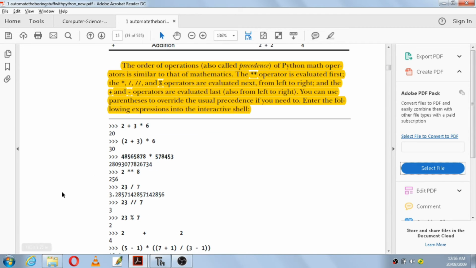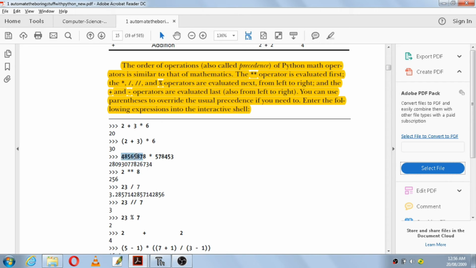There are some examples here, we'll check them out. 2 plus 3 into 6 is there. First you have to evaluate multiplication, because multiplication has more precedence than the plus operator. So 3 into 6 is 18. 18 plus 2 will give you 20. But if you want 2 plus 3 to be evaluated first, then you have to put that expression in parentheses. Then that expression will be evaluated first. That is, 2 plus 3 is equal to 5. 5 into 6 will give you 30.